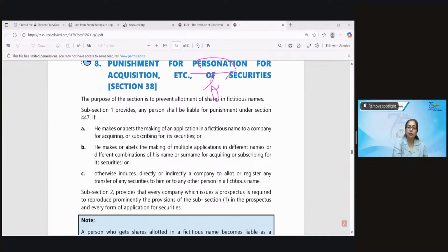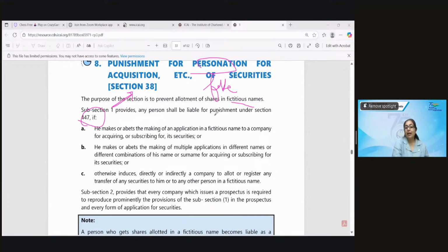If you are using a fake name, say I am Harleen Kaur but I filled the share application with the name of Aishwarya Rai, so I'm using a fake, fictitious name, then again 447 will become applicable. If you did any kind of personation, in all five sections 34, 35, 36, 37, 38, 447 is there. This is to prevent the allotment of shares in fictitious names. So that shares are not allotted in fictitious names, Section 38 was made.